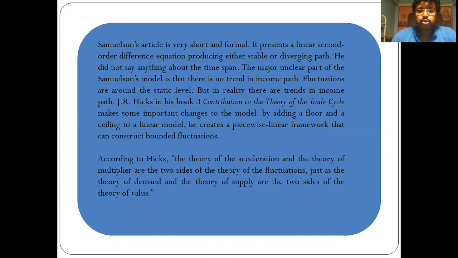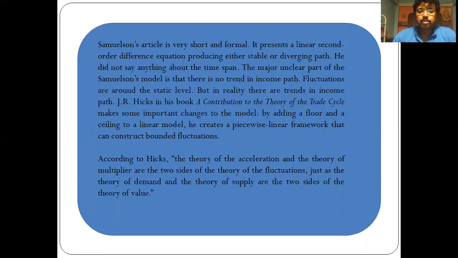He introduced the floor and the ceiling to a linear model. It creates a piecewise linear framework that can construct bounded fluctuations. In the Samuelson model, there was no bound, but in the Hicks model, there is a bound. So Hicks's model of trade cycle has bounded fluctuation.